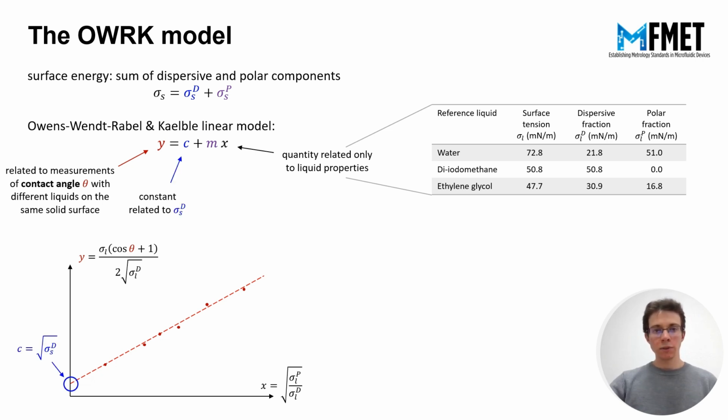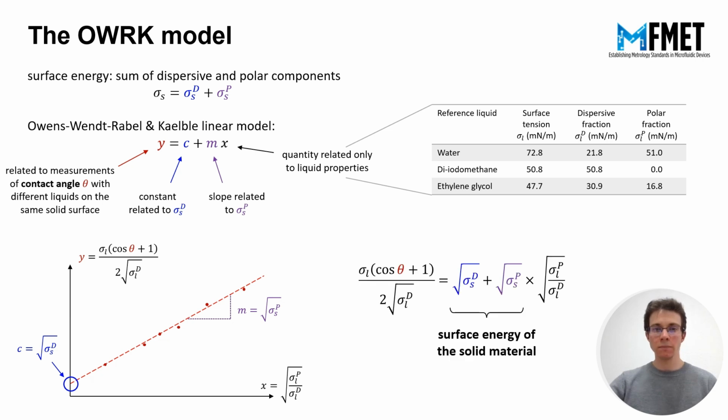The y-intercept is a constant directly related to the dispersive component of the material. On the other hand, the slope is related to the polar component. We now have everything to estimate the surface energy of our solid surface, and the model can be fully written under this form.